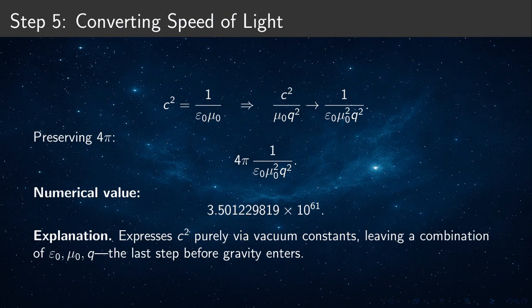Step 5. Converting the speed of light. Now we rewrite c squared again, using the identity c squared equals 1 over epsilon naught mu naught. Substituting gives 1 over epsilon naught mu naught squared q squared. We also preserve the factor of 4 pi. Now everything is expressed purely in terms of vacuum constants and charge.